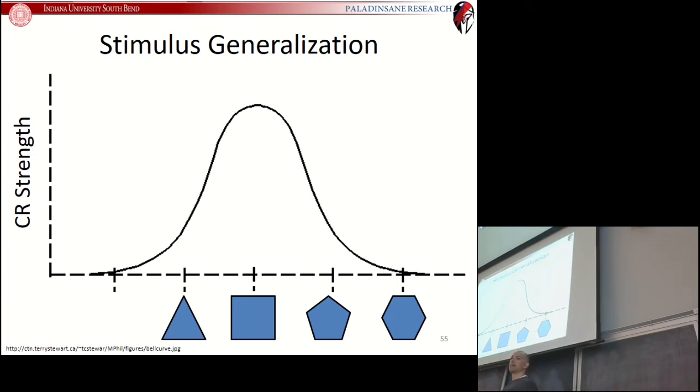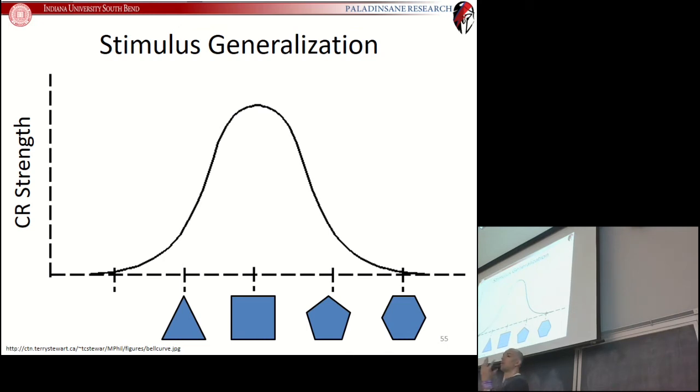So if an animal has a conception of shapes, this might be the conditioned response we get if they understand that, oh, this is a shape, and this one is kind of like this one, but this one is less like this one. If that's their understanding of shapes, that's the conditioned response curve, the stimulus generalization curve, we would see.